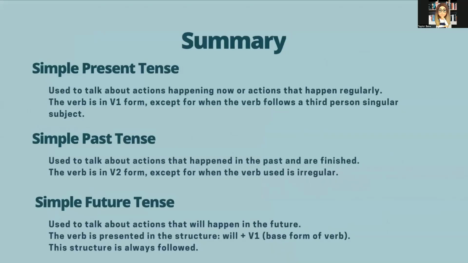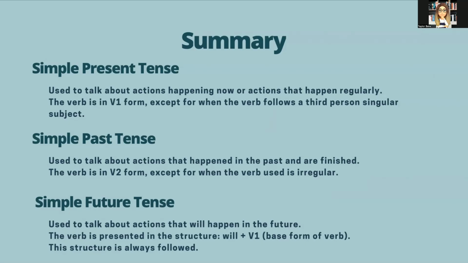So in summary, simple present tense is used to talk about actions happening now or actions that happen regularly. The verb is in V1 form or base form, except for when the verb follows a third person singular subject. Simple past tense is used to talk about actions that happened in the past and are finished, started and finished in a past time, a time before now. The verb for this is called V2 form, except for when the verb used is irregular. Then it gets complicated. We didn't look at that today. There will be a video in the future that talks more about irregular verbs, but just know there's a lot of memorization that comes with that.